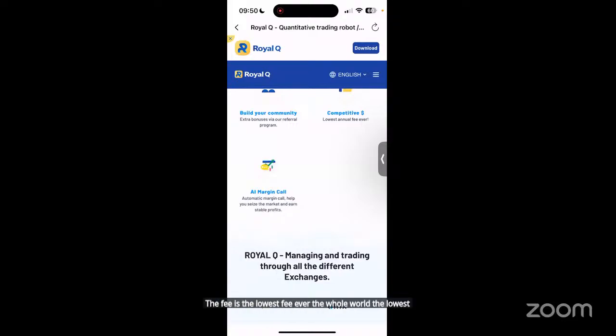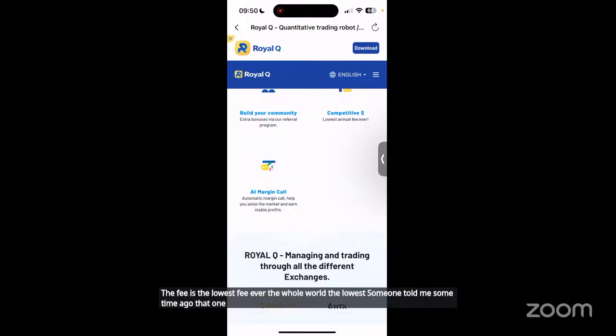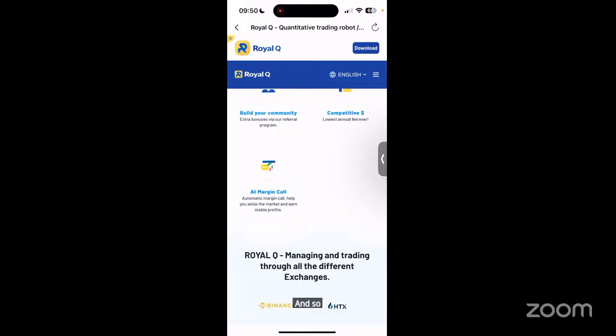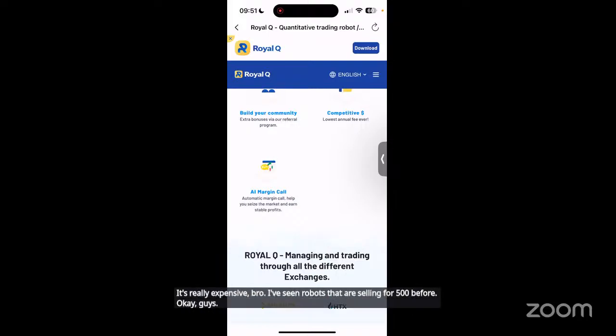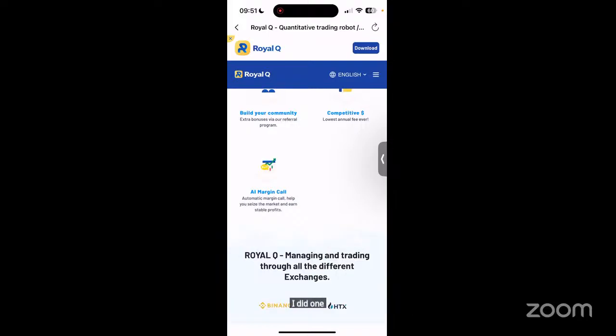Someone told me some time ago that one robot they were selling for him was 2,000 USDT. I said, why, is that the capital part? He said, no, just the robot alone. I said, why? What would the robot be doing? He said it's really expensive. Oh, I've seen robots selling for 500 before. Okay, guys, I did one business, a forex trading business. I was paying 250 every month.